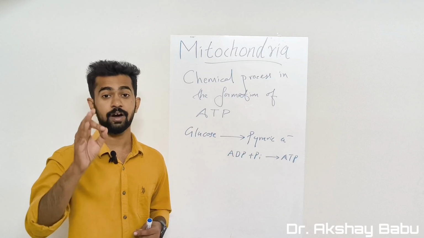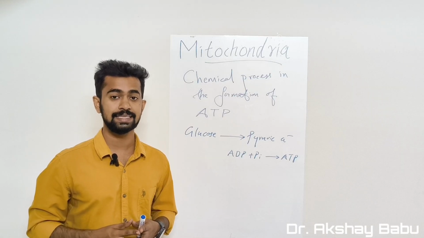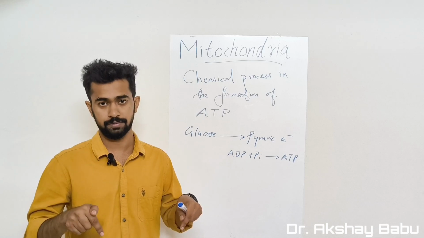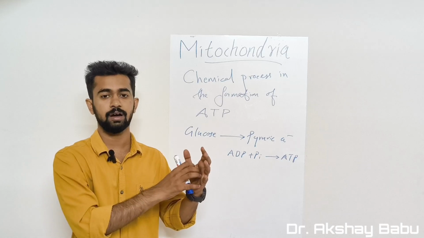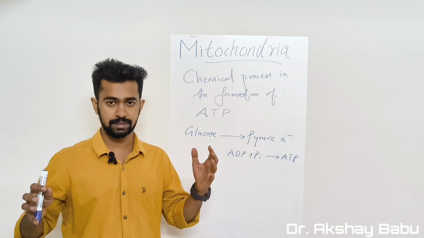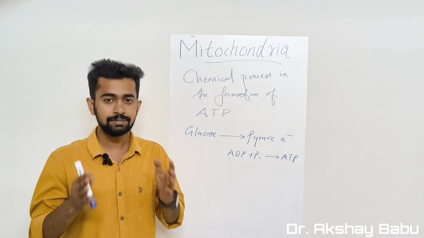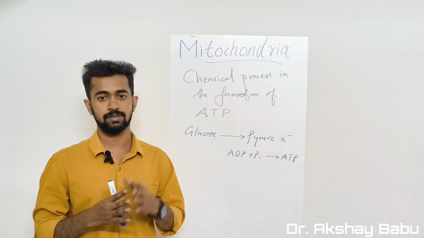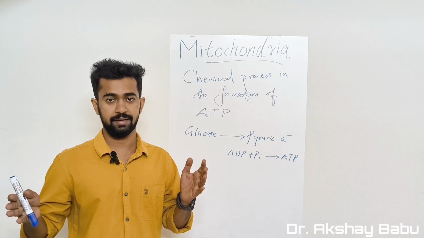So what about the 95% of the cell's ATP? From where is this 95% of the cell's ATP produced? That is produced from the mitochondria. Here inside the mitochondria, the carbohydrates will be converted to pyruvic acid, proteins will be converted to amino acids, and lipids will be converted to fatty acids. These nutrients, such as pyruvic acid, amino acids and fatty acids, will eventually be converted to acetyl-CoA.